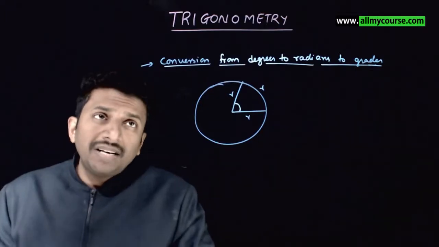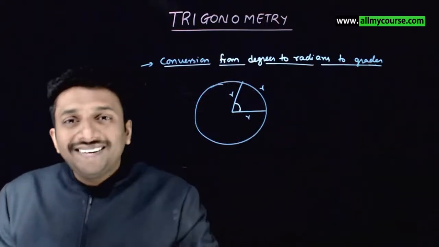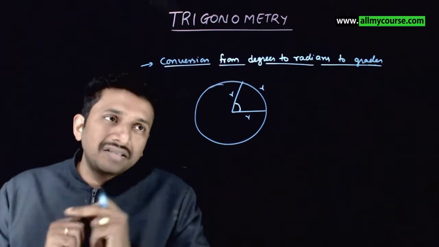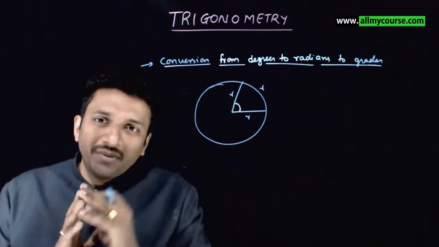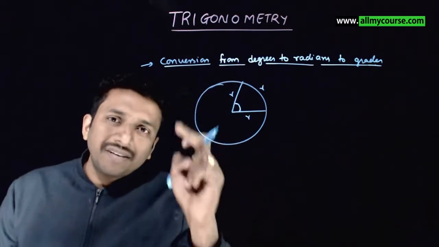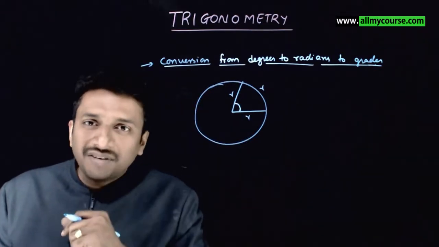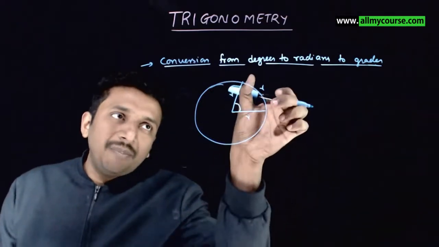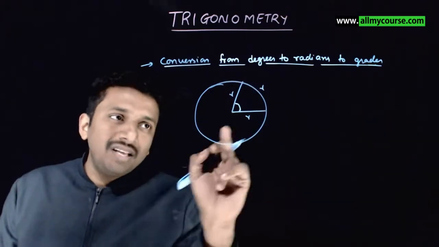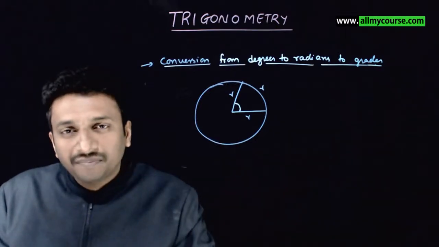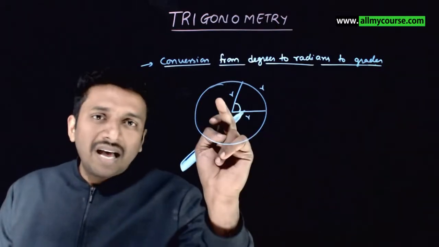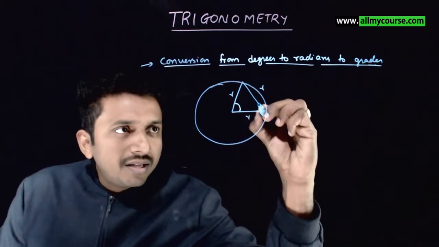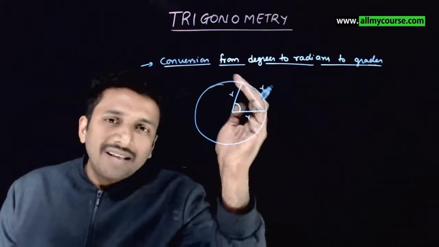So in this video, let us look at the conversion between degrees, radians and grades. First, let us do a small experiment. If you have a circle, we have already seen the definition of radian. A radian is nothing but the angle subtended by an arc whose length is equal to the radius of the circle. So now if this is r, this is r, this is r, and you draw the chord like this, the curved path is r.